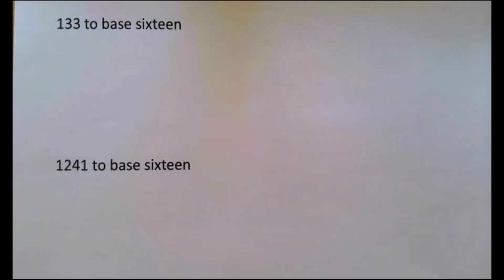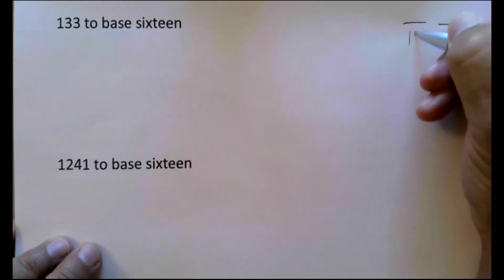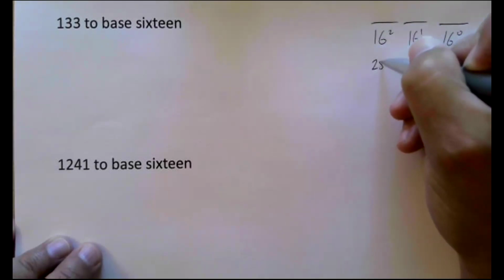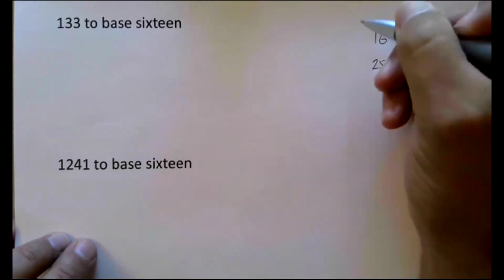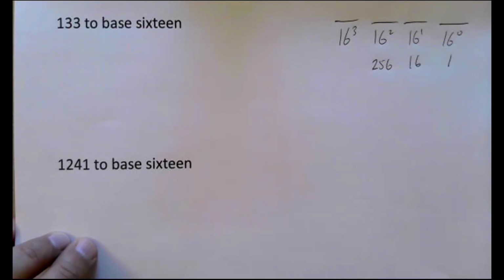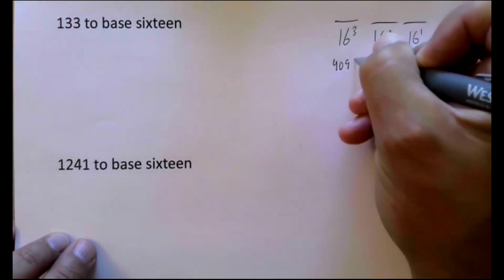Okay, so let's talk about maybe changing a couple numbers into base 16. So let's start looking at powers of 16. What do some different powers of 16 maybe look like? 16 to the 0 power. We got 16 to the 1st power. We got 16 squared. We got 16 to the 3rd power, which is 16 times 16 times 16, which is 4,096.